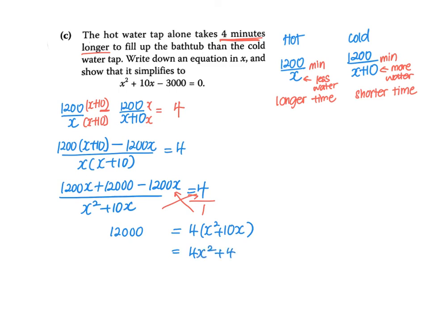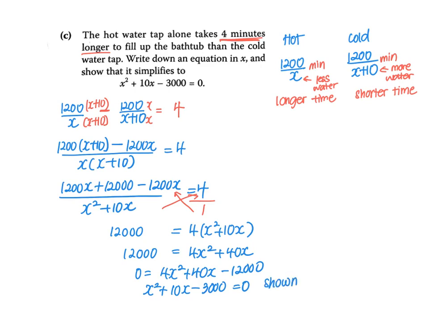Expand our brackets, and we try to make the equation to be equals to 0 over to one side. Now the equation wants x squared, so we're going to divide by 4 throughout so that we can get the required equation shown. Have you gotten the answer?